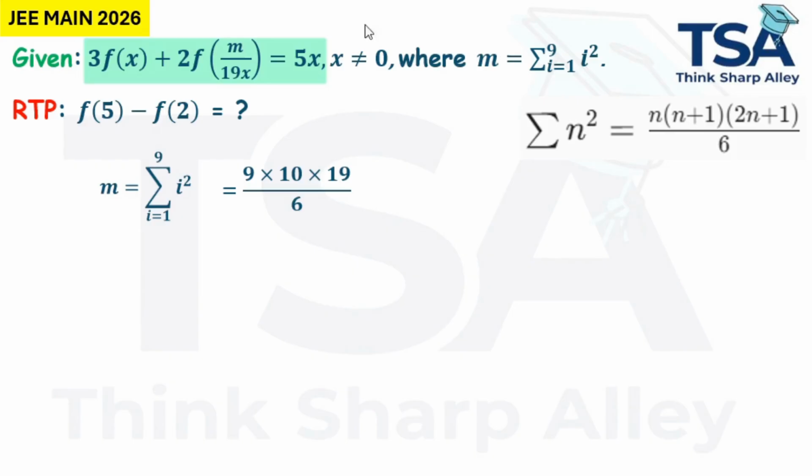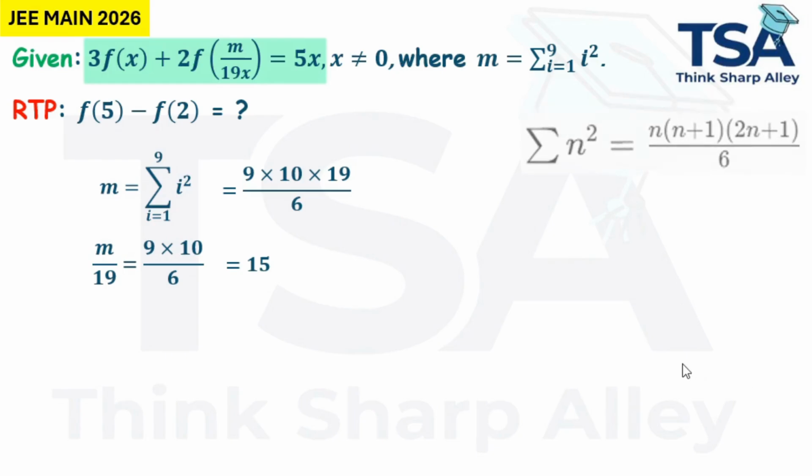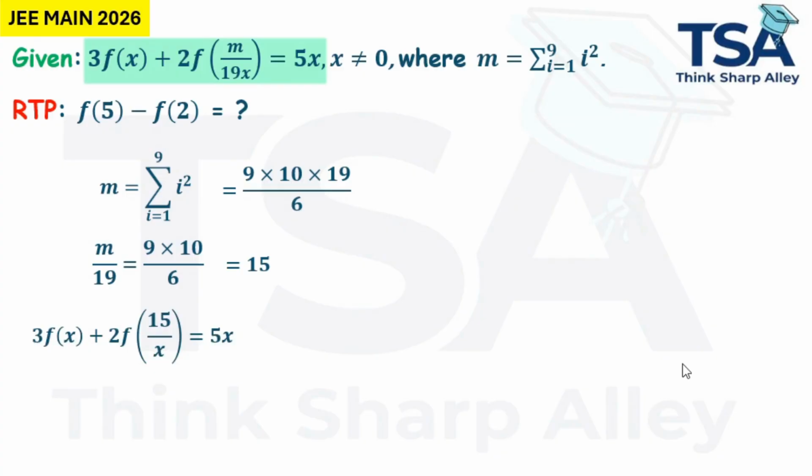So we need m by 19x. So let's take this 19 on the left hand side and we have m by 19 equal to 9 into 10 by 6, which is equal to 15. So see how it reduces to a simple number. So our function simplifies to this. Let's call it equation 1.